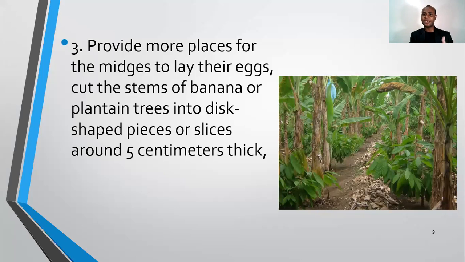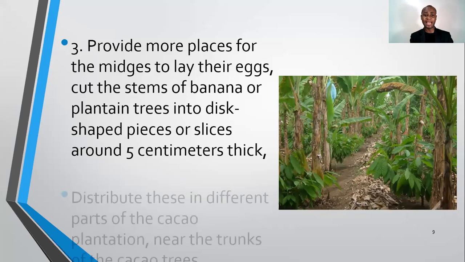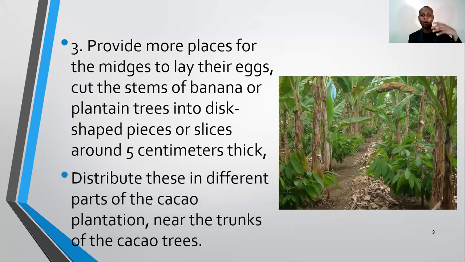Then cut some of the stems and put them everywhere on the farm. When they get rotten and moist, the midges will lay their eggs there. So all these materials, you have to distribute to different parts of the plantation. Take note of this.